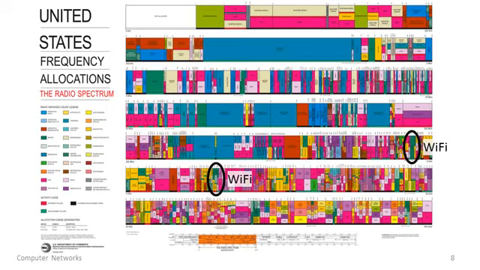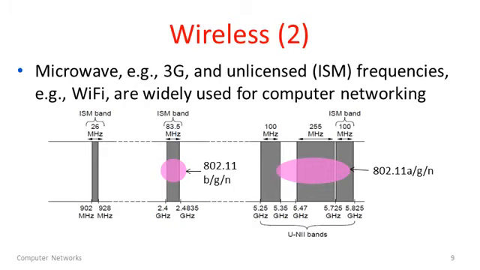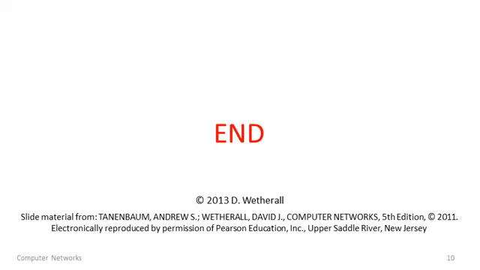For example, right here there are different types of frequencies and allocations for the United States, and you can review the different types of spectrums for computer networks. Again, this can be found in your book. Second, we have microwaves, and unlicensed frequencies like Wi-Fi are widely used for computer networking. There's an example with different types of frequencies. Depending on the device you have, it may or may not connect to it.